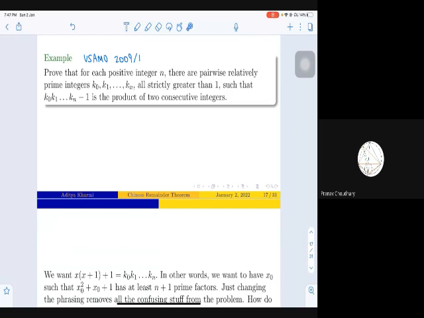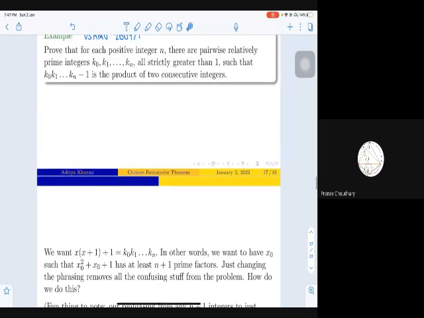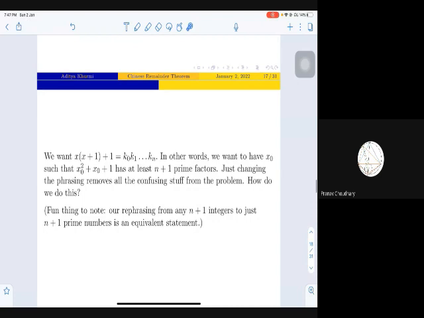Okay, I'll fix that just a second. So instead of finding any relatively prime integers, we think about finding prime numbers. And if you think about it, this phrasing of any n plus 1 integers to n plus 1 prime numbers is actually equivalent. Because if you have n plus 1 relatively prime numbers, you would also have n plus 1 distinct prime numbers dividing this. So it's an equivalent phrasing, but the idea is to change it into this. We want to find x naught so that x naught square plus x naught plus 1 has at least n plus 1 prime factors. Just changing this removes all the confusing stuff.